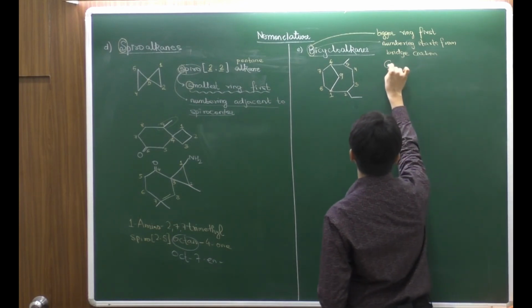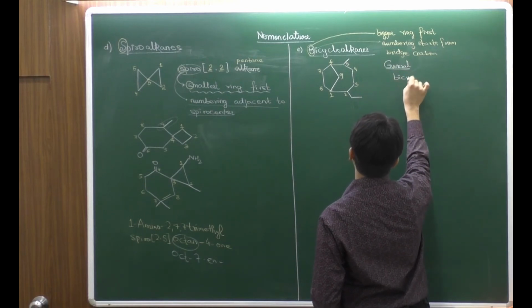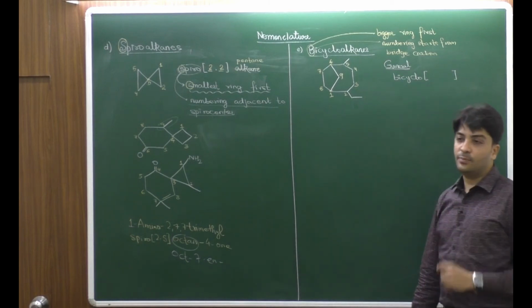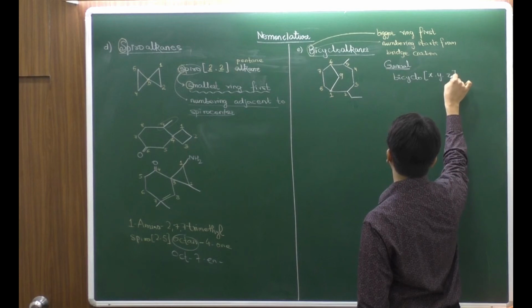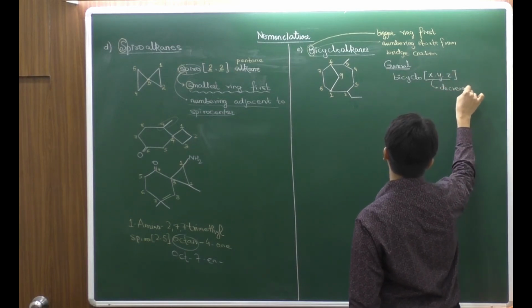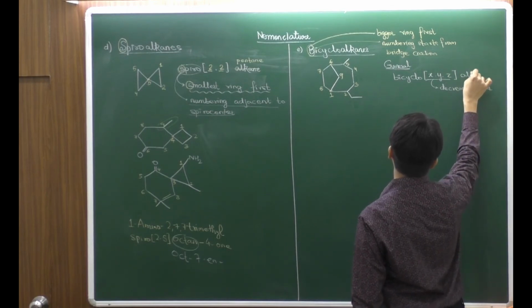The general way of naming bicyclo is to write the prefix bicyclo similar to spiro, a square bracket now with 3 numbers. Let's say the 3 numbers are x, y, z, and this should be in the decreasing order. Decreasing order, and then the name of the alkane.